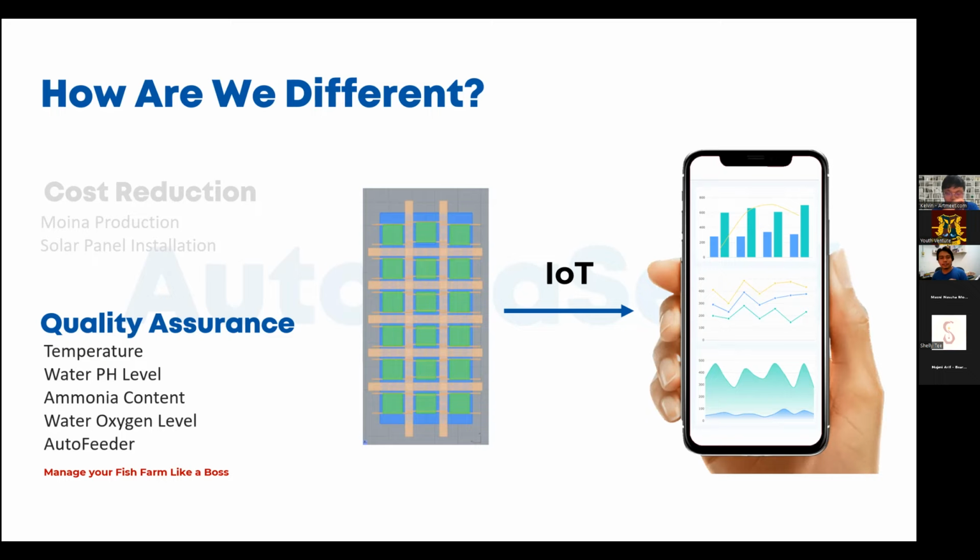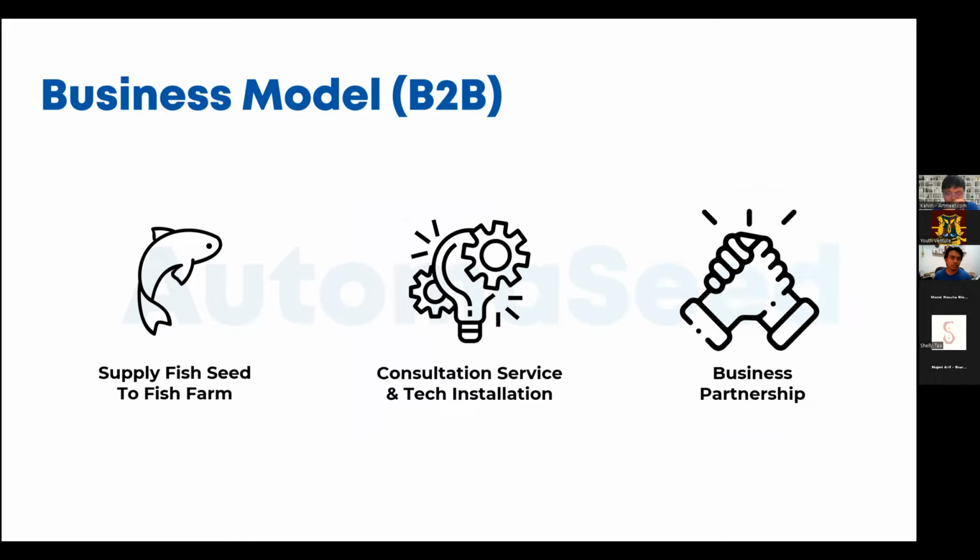Okay. So next, this is our business model. At first, we are focusing on supplying fish seed to the fish farms, and that is the easiest way to make money as soon as possible, without waiting for the technology to be complete. So we are making the money first. The second is to make sure that we already have our capital to continue our research and development on the technology. And then we go to the consultation service and start installation. And then the last part is business partnership.